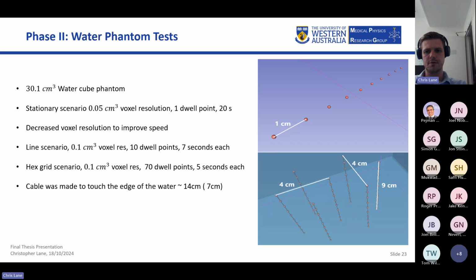And then for the hex grid, each line of dwell points is about 4 by 9 centimeters apart in a hexagonal shape. The resolution is the same as in the line scenario, and now there are 70 dwell points, each with 5-second dwell times. The source cable in this case I simulated to be about 14 centimeters, which is touching more or less the edge of the.